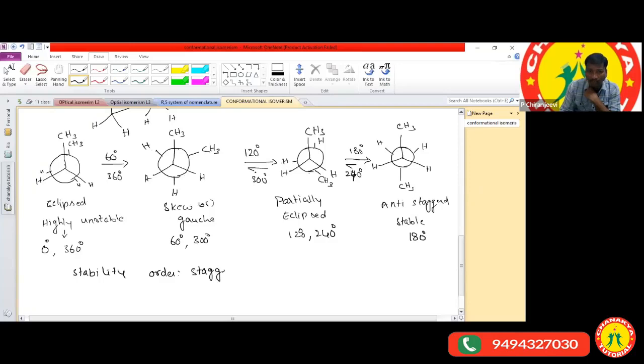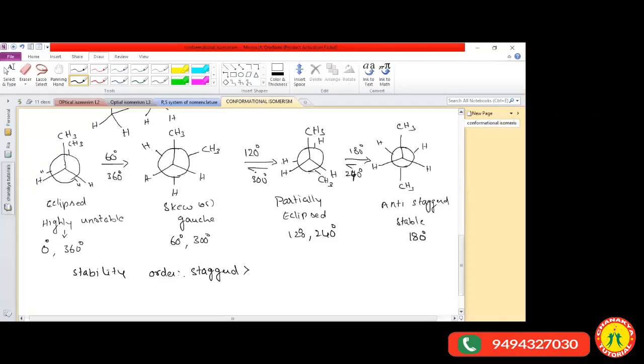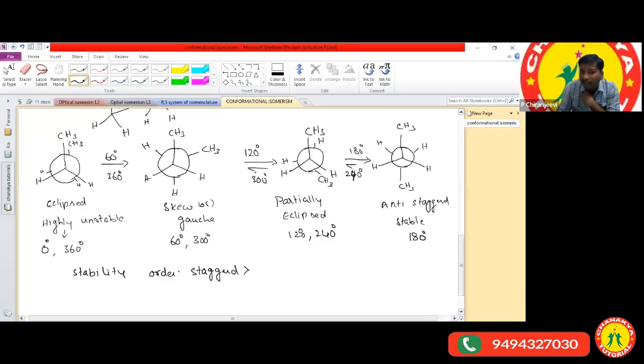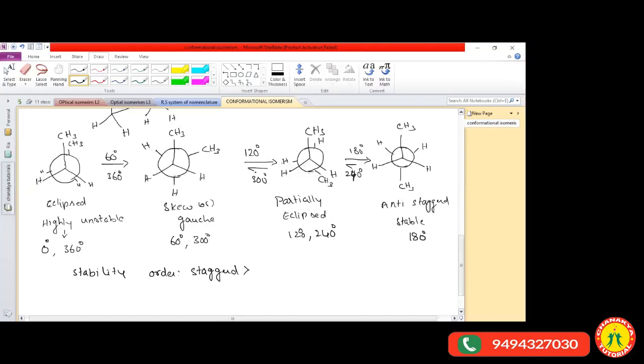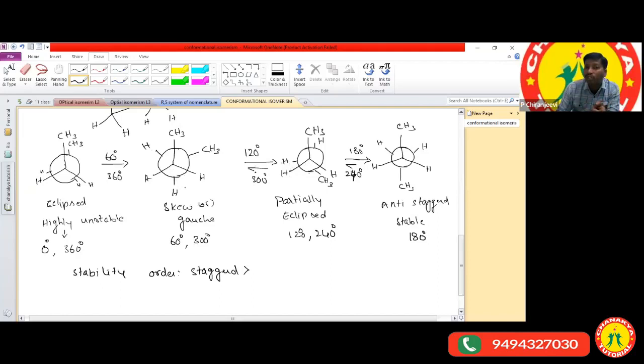Next, which one is more stable after the anti-staggered? Partially eclipsed? No, let us see. Partially eclipsed means two atoms are one behind another, so they have slight repulsion. Skew or gauche form is more stable because the two atoms are not near, one is not behind another, they have some angle, so there is less repulsion. So skew form is more stable.